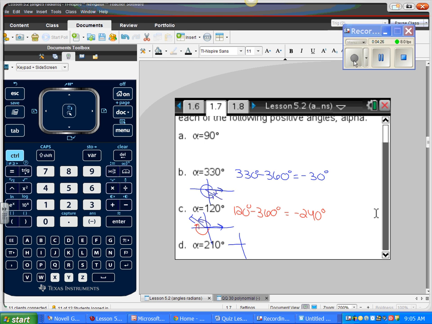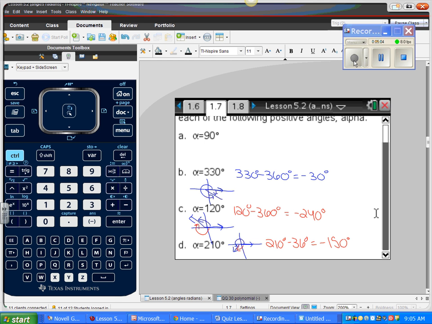210 is going to be about here. So the negative coterminal is going to look like this. 210 minus 360 gives us what? Speak up. Negative 150. Good. Okay, so we good with coterminal? So literally, all you're doing is adding or subtracting 360s or multiples of 360. Got it? Awesome.